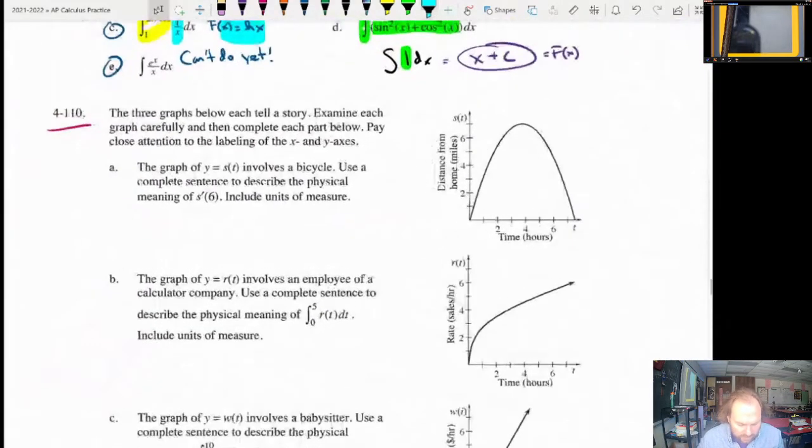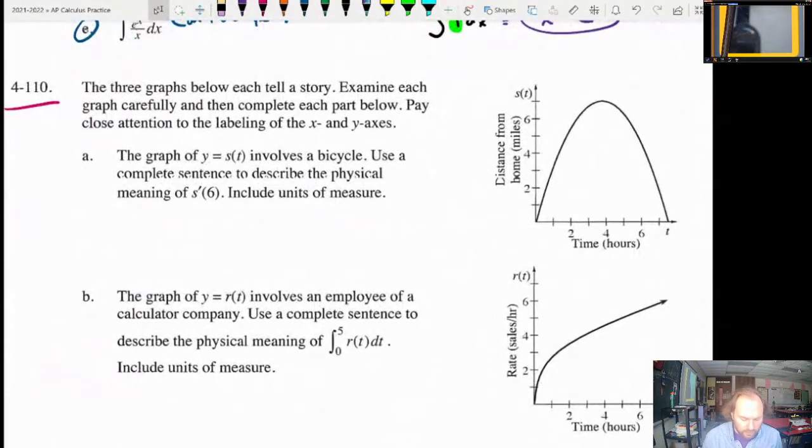Let's get a little more conceptual. These three graphs below each tell a story. Examine each graph carefully and then complete each part below. Pay close attention to the labeling of the x and the y axis. For question A, we're looking at the graph of y equals s of t. It's a bicycle. Use a complete sentence to describe the physical meaning of s prime of 6.